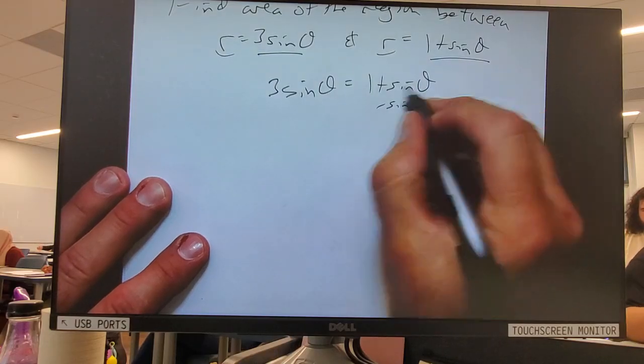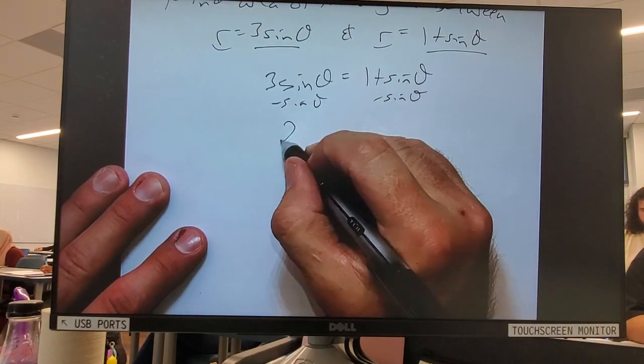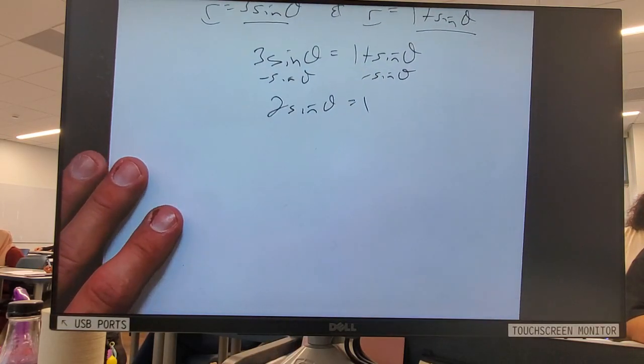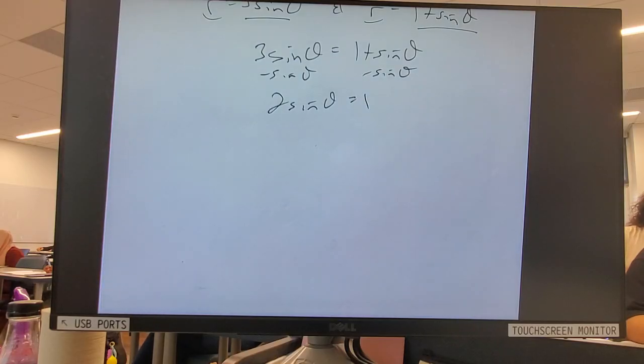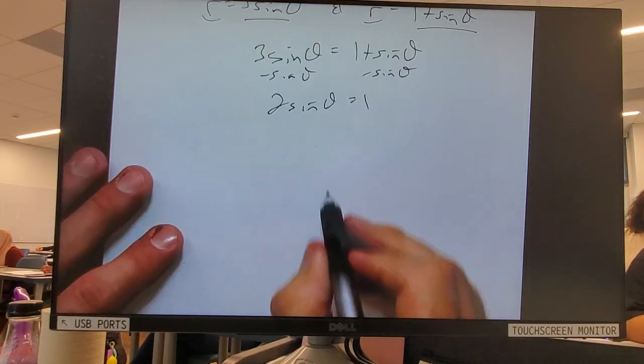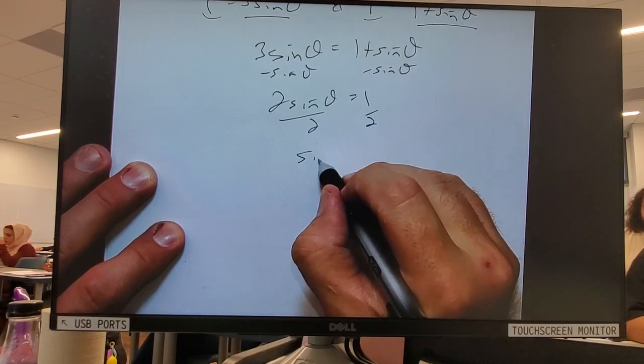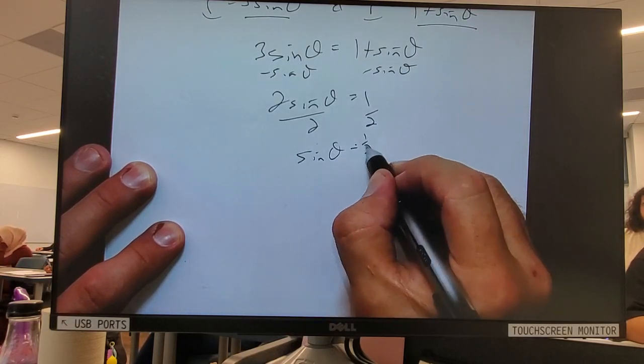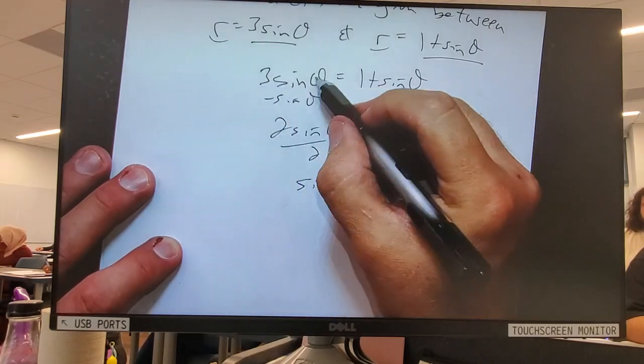Minus sine, 2 sine. Okay, it's looking better. Divide by 2. Why is it 2 now instead of 3? Because what's 3 things minus 1 thing?